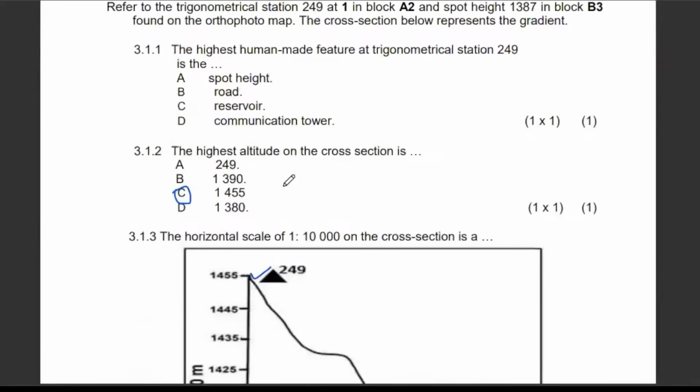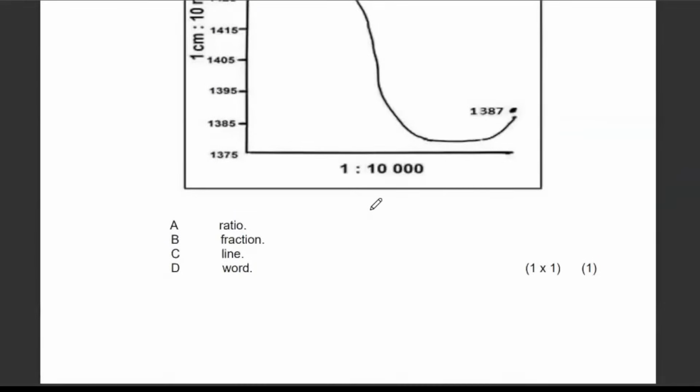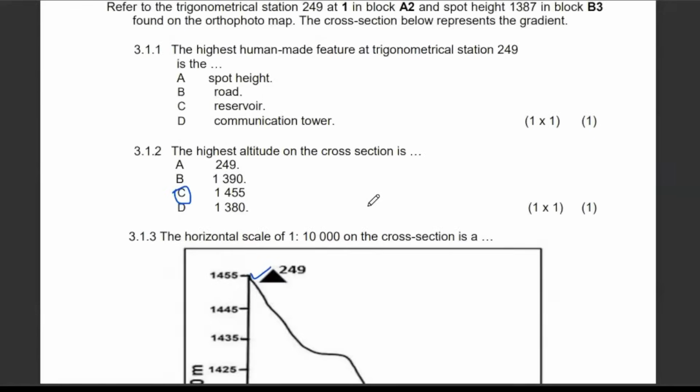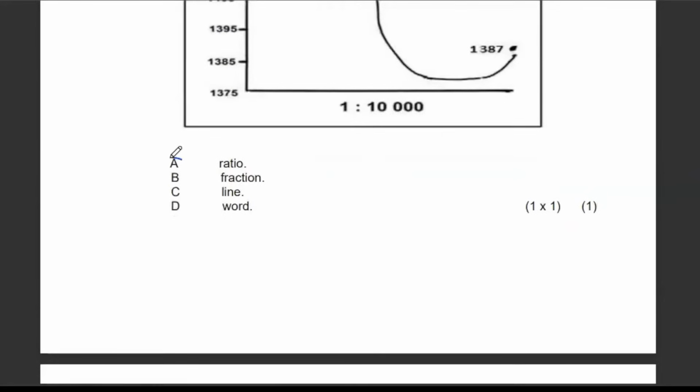the horizontal scale of 1 is to 10,000. We're looking at the horizontal scale of 1 is to 10,000, which has been used on the drawing of the cross section. Right, the horizontal scale of 1 is to 10,000 on the cross section is A. What kind of a scale is it? 1 is to 10,000. That is a ratio. Is given. This one here is a ratio. A fraction scale, it would be 1 over 10,000. That is a fraction.